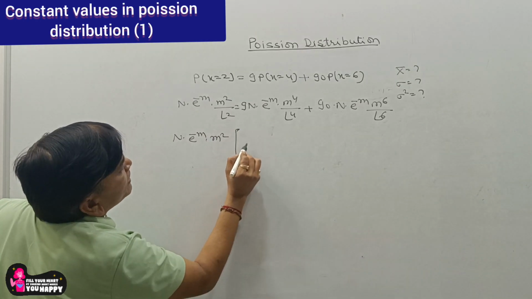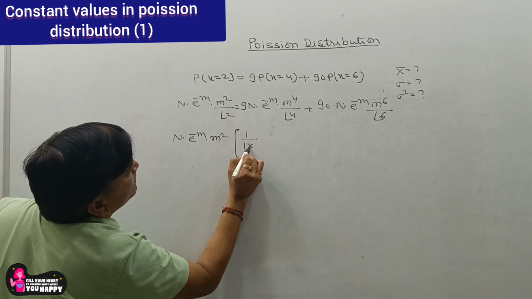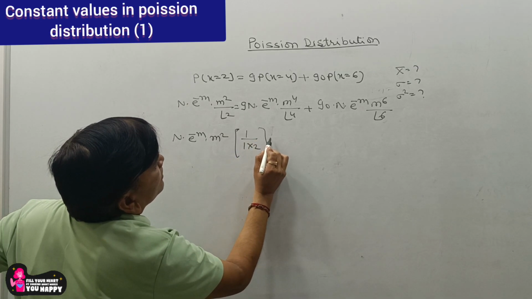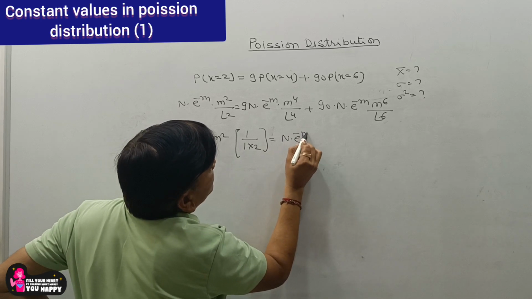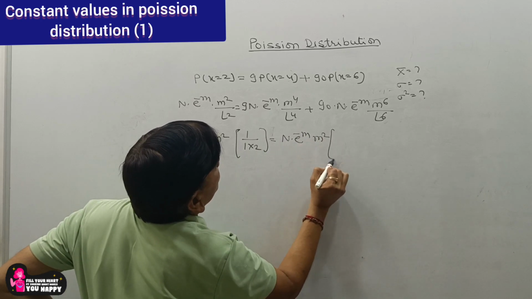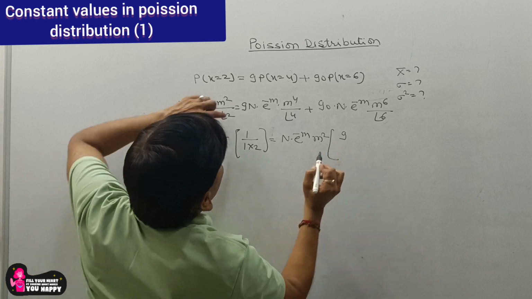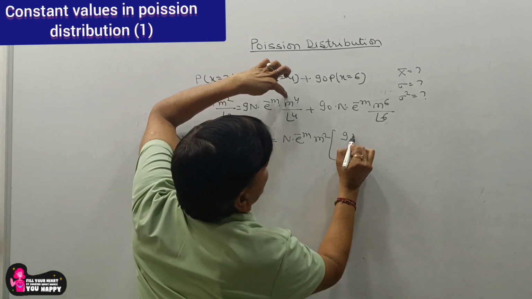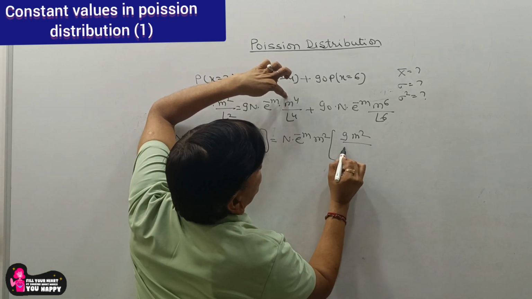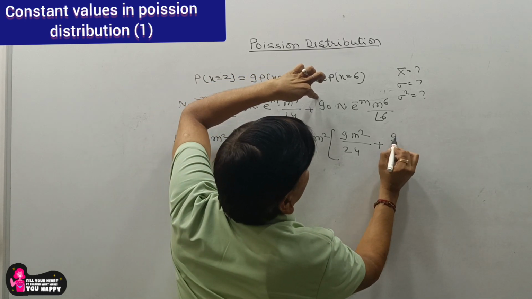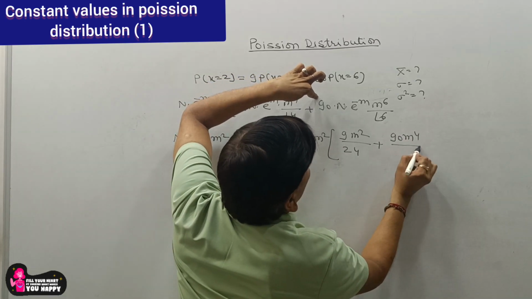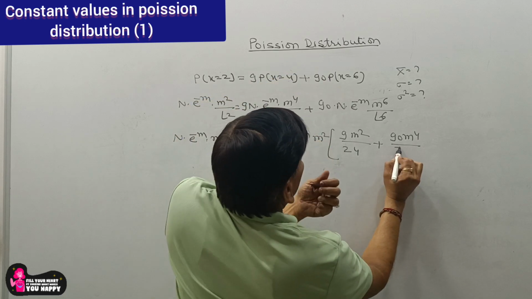So this will be 1 upon 1 multiplied by 2. Here e raised to power minus m is common, and m raised to power 2 is common. So this will be 9 times m square upon 24, that is 90 times m raised to power 4 upon 720.